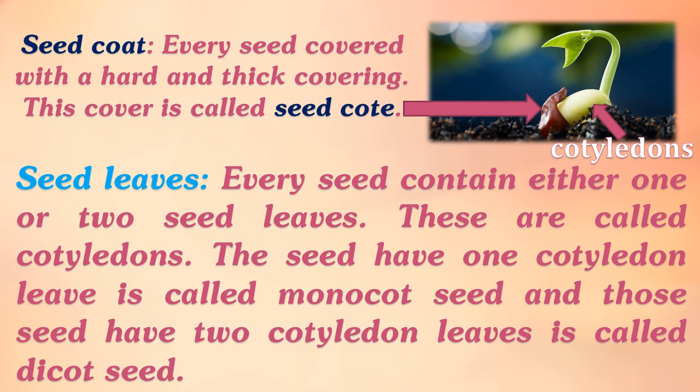When we put a seed into water, what happens? It may start germination. So every seed contains either one or two seed leaves. These are called cotyledons. A seed that has one cotyledon is called monocot, and a seed that has two cotyledons is called dicot seed. In the next figure we can see examples of monocotyledon and dicotyledon.